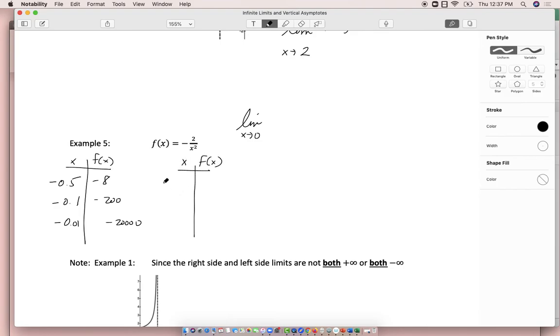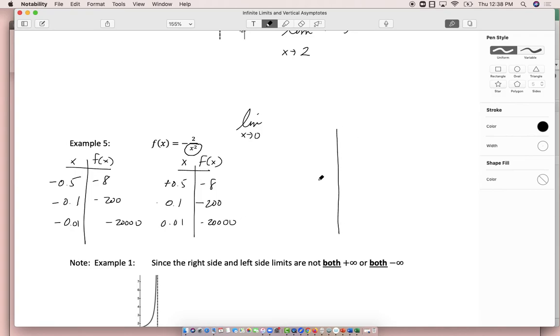If I go positive 0.5, I get -8. By the way, do you notice here with the squared? If I have positive 0.5 or negative 0.5, when I square them, they give me the same thing. So do you see why it makes sense that if I plug negative 0.1 in, I square it? It's the same as plugging positive 0.1 in, squaring it. So I'm going to get negative 200. And 0.01, I'm going to get negative 20,000.